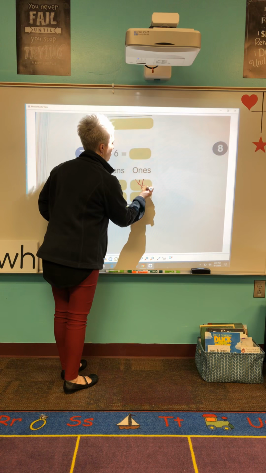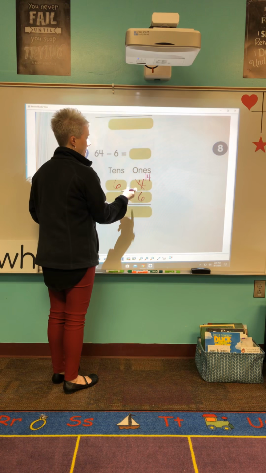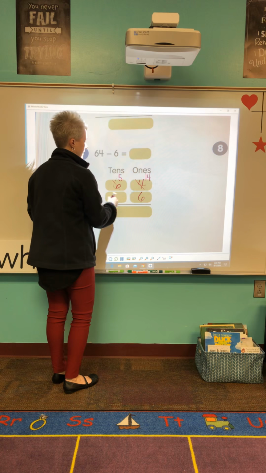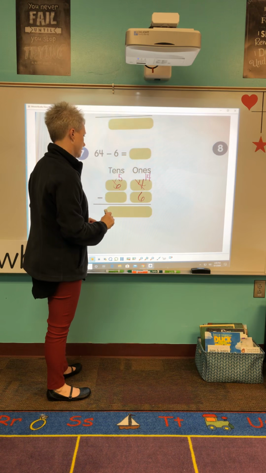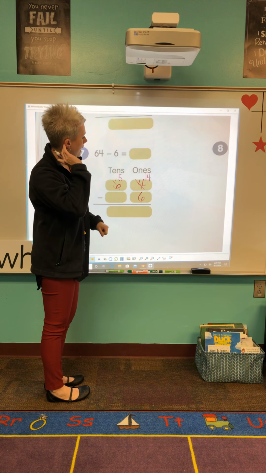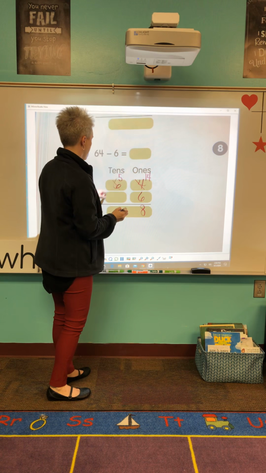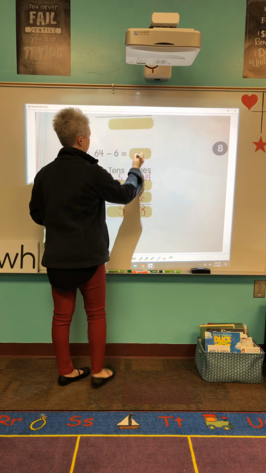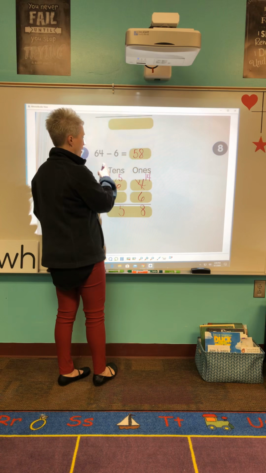So my 4 becomes a 14 because I borrowed a 10 from my 6 and added it to my 4. My 6 has to roll back to a 5 because I borrowed a 10 and added it to my 4, and that left me with just 5 tens. All right, now I can do the math. 14 minus 6 is, yell it out. Good job, 8. 5 minus 0, 5. So 64 minus 6, 58.